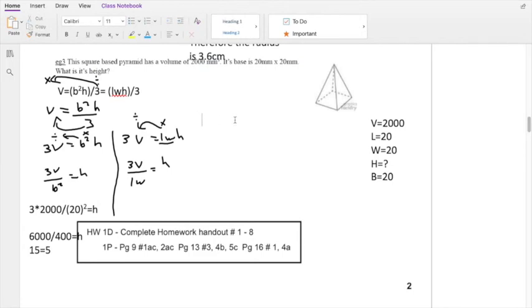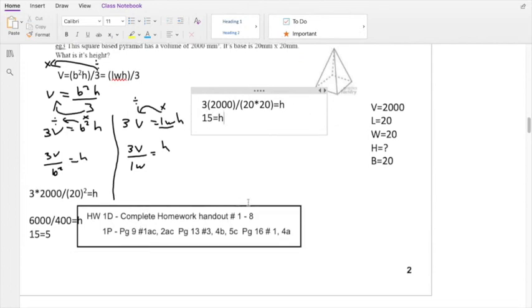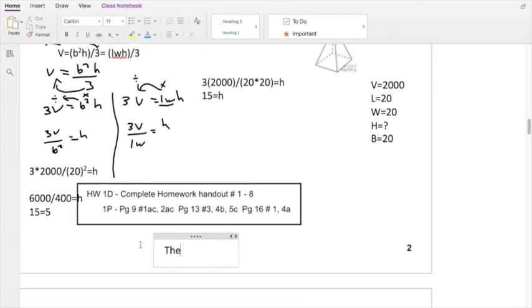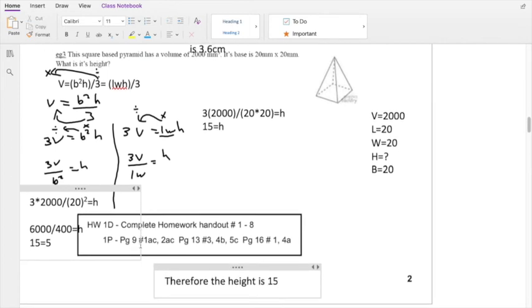And this here is pretty much going to look the same over here. But the only thing different is going to be 3 times 2,000 divided by, and this here we're going to write 20 times 20, which is the exact same as saying 20 squared. Right? And boom, we're done. Therefore, here's my therefore statement. Therefore, the height is 15, and we're looking at what? Millimeters.